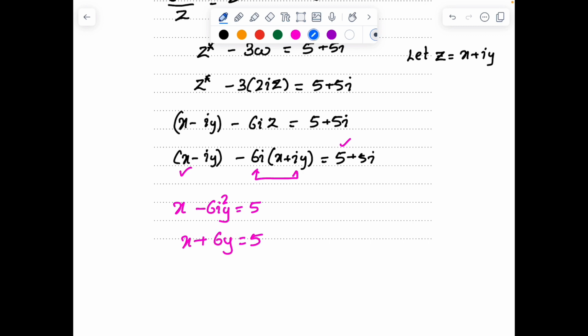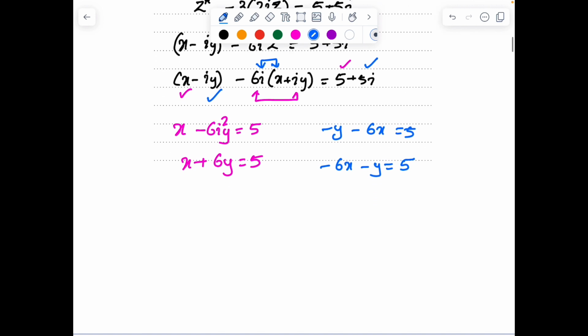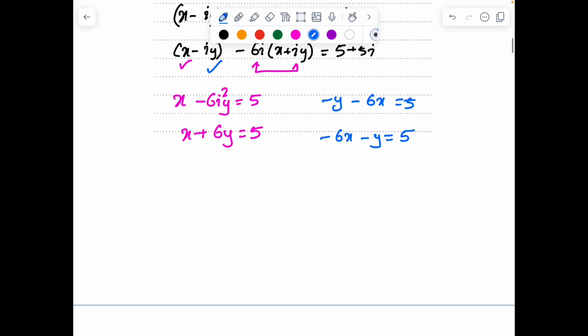Next, imaginary part equals imaginary part. What is the imaginary part? Minus iy, and when I multiply negative 6i with x, the imaginary part is 5. So what does that become now? Negative y, negative 6x equals 5, or written properly, negative 6x, negative y equals 5. Now I got two simultaneous equations, and I'm going to solve them.